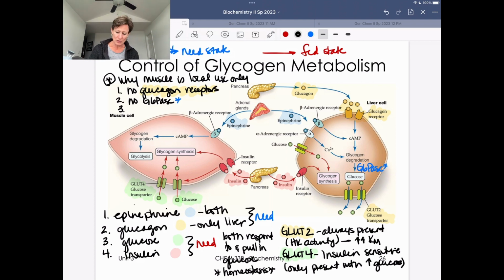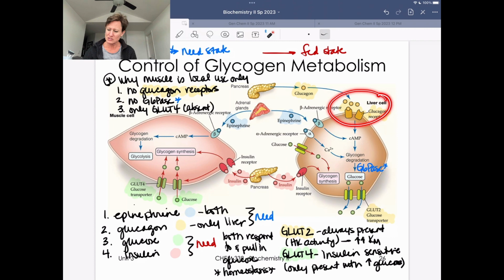And then the other reason why muscle cells cannot do that is they only have GLUT4. Basically, when we are in a need state, those GLUT4 receptors are going to be absent from the cell surface. So highlighting again this cascade from the glucagon receptor, which is missing in muscle cells.